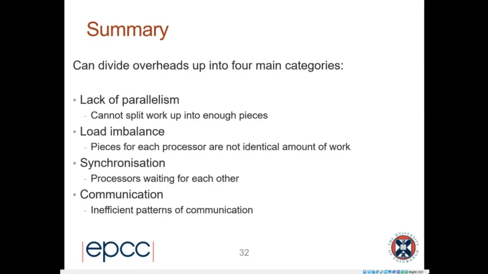So summary, we've talked about lack of parallelism, load imbalance. We've really talked about synchronization and communication. And the bottom line really is obviously to minimize these things, but when you're doing point-to-point communication, halo swapping is the classic example.